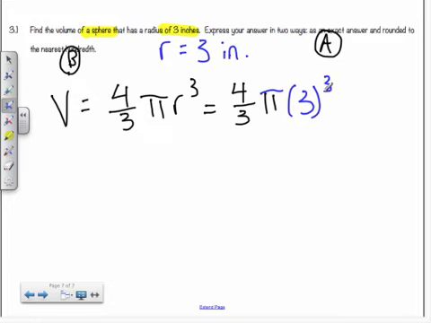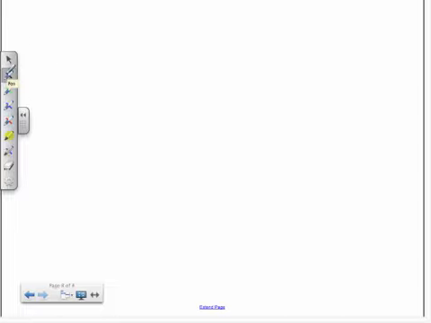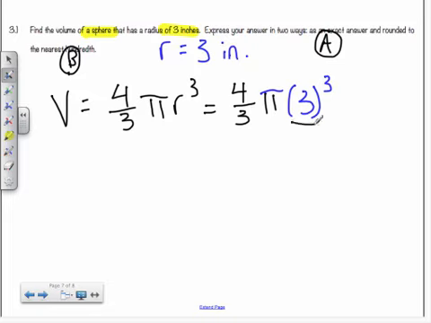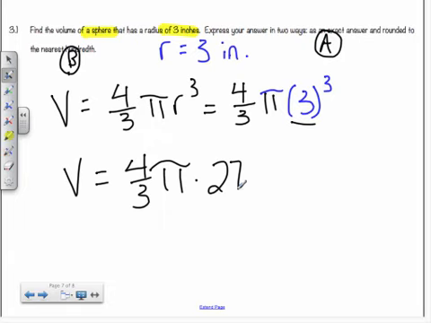Okay, so again, I don't want you to use a calculator for this. I want you to just figure out what is 3 cubed. So it's 3 times 3 times 3, so it gives you 9 times 3, which is 27. So I know that this value right here will end up being a 27. So I'm going to say volume equals 4/3 pi times 27.